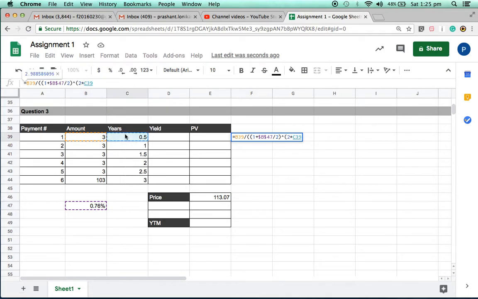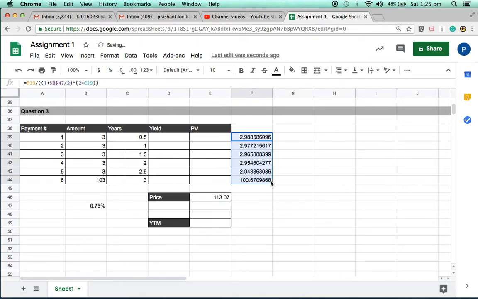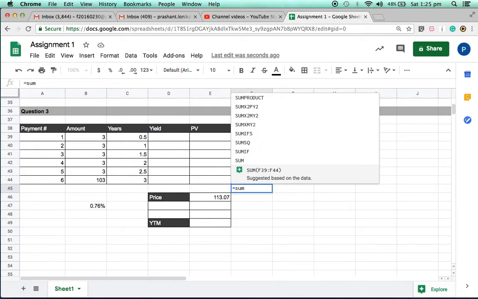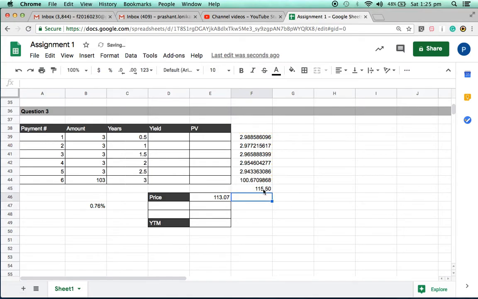Now I think most of you know what I'm doing here. 2 into C39 is just to convert the number of years into number of periods. So half a year is 1 period, 1 year is 2 periods, things like that. So I just press enter, I just drag this, and as you can see, it's already starting to look like it's going to be incorrect, because the last one is 100, all of these are 2. It's going to probably cross 113 anyway, but let's know for sure. And yes, as you can see, it's a bit more than the price.